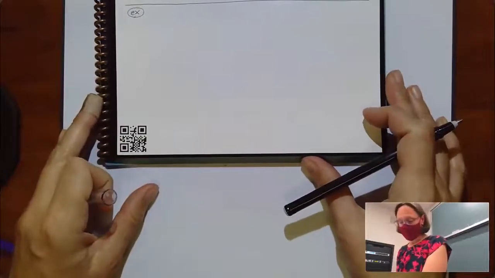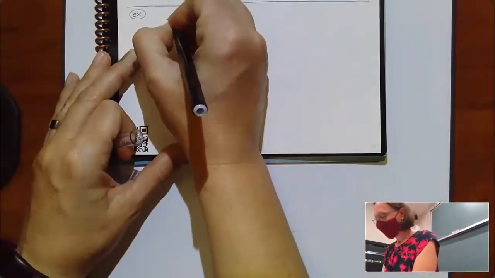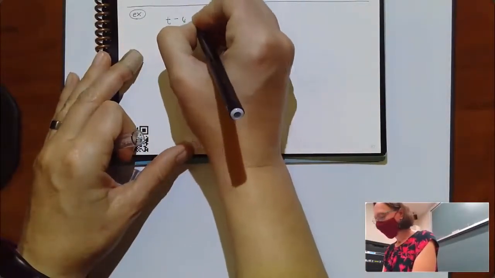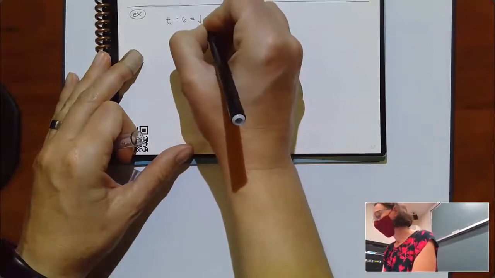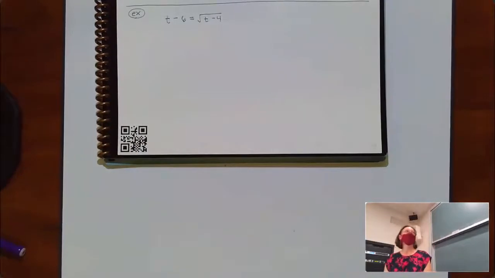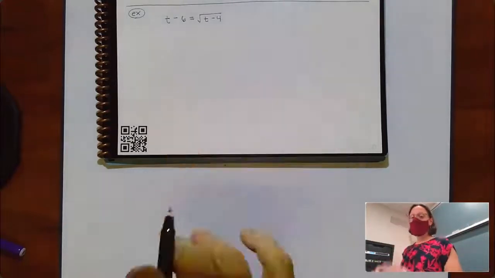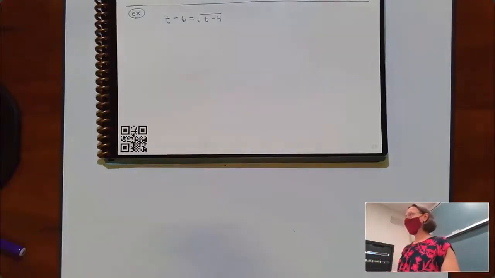One where we have no choice but to let it get a little bit messy. So I've got t minus 6 is equal to the square root of t minus 4. My square root part is already isolated. So that's good news. I'm ready to square both sides.